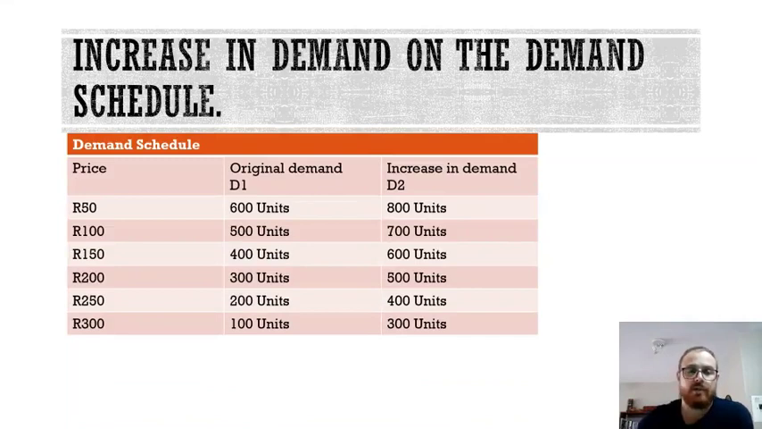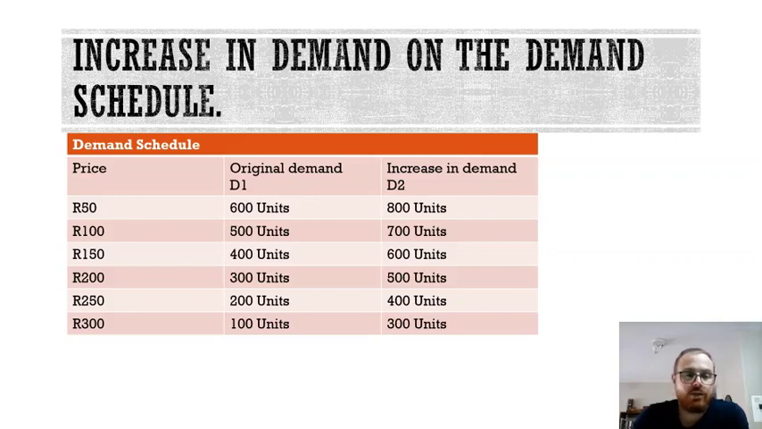And then, guys, an increase in demand on the demand schedule. Look at this. Price 50 rand per item. Original demand was 600 units. But now let's say the season changes or the income level of the people changes. Now they want to buy more. Remember, the price of the product did not change. It's still 50 rand, but the demand increased to 800 units now.